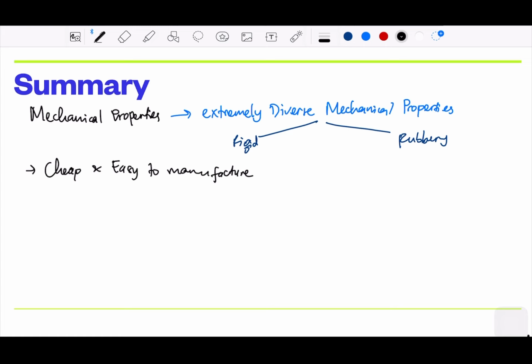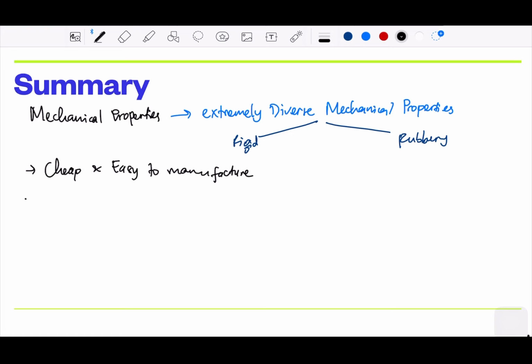Okay. Easy means the synthesis process is easy. We could do it at room temperature. We just need to apply heat to some degree. It's really different from metals, which we need to process at maybe 3,000 degrees Celsius. Right? The polymers, probably 200 degrees, 300 degrees, we can process easily.